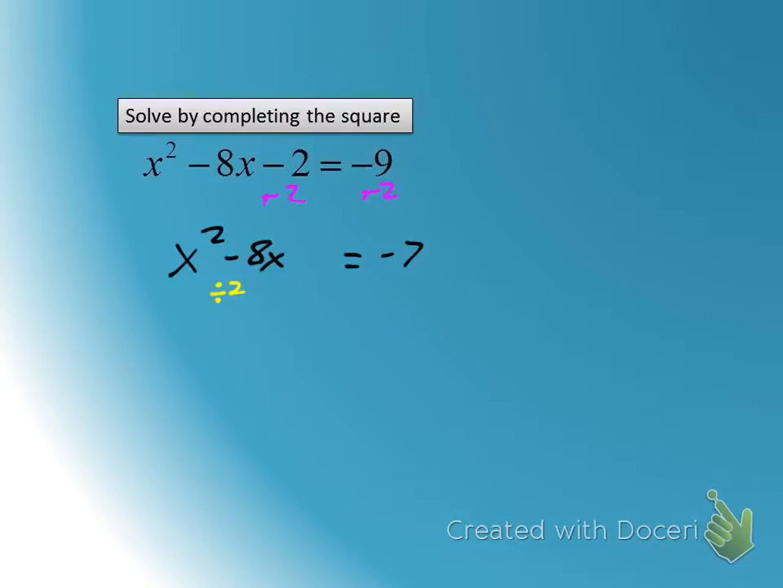Specifically, -8 divided by 2. -4. And then you square -4, which gives you? Square -4. -4 times -4. 16. Good. So 16 there. 16 over there.